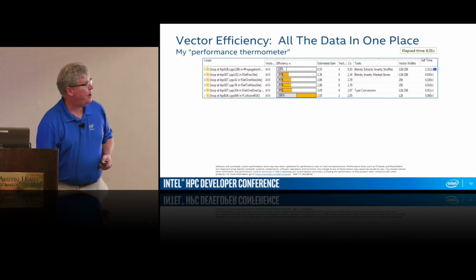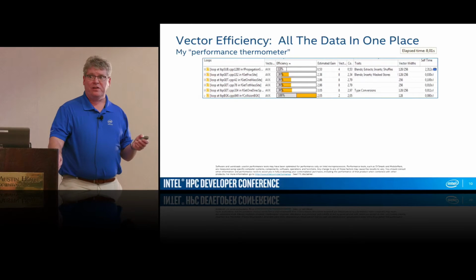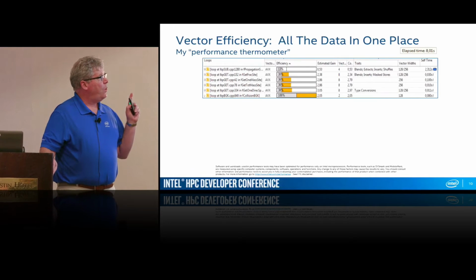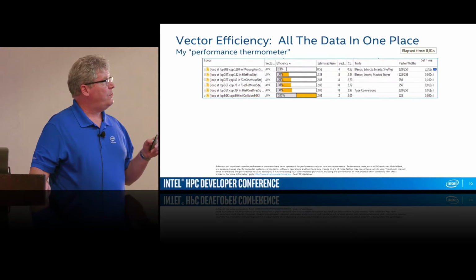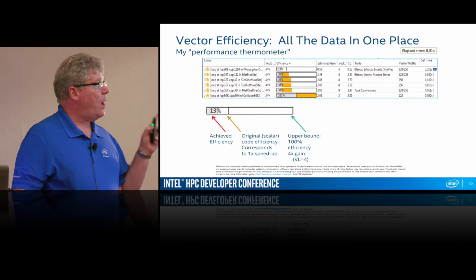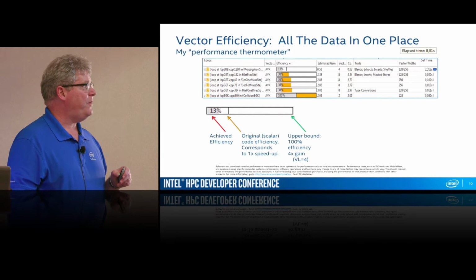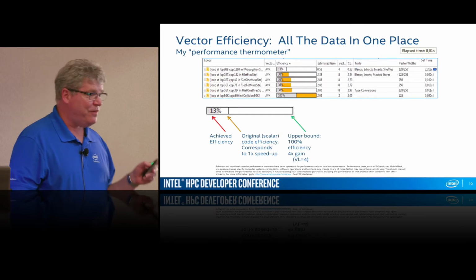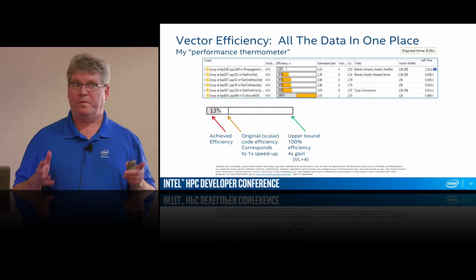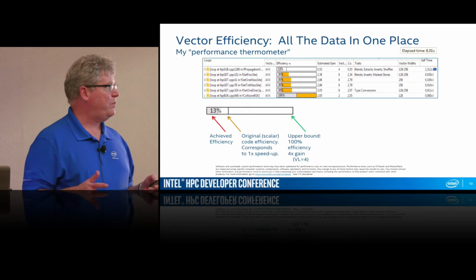I mentioned how important vectorization is, but it's not just vectorization, it's vectorization efficiency. This slide is basically showing you what Vectorization Advisor can do for vectorization efficiency. It will show you what efficiency you've currently achieved. In this case, it's 13% efficient. It's actually less efficient vectorized as opposed to scalar. So again, vectorization doesn't always improve your speed up.